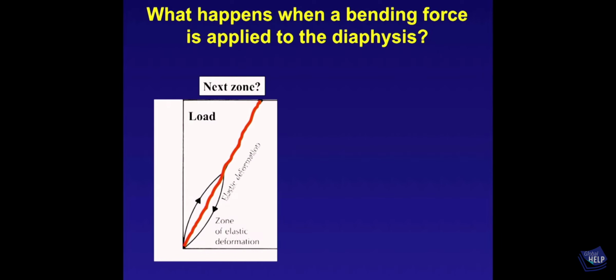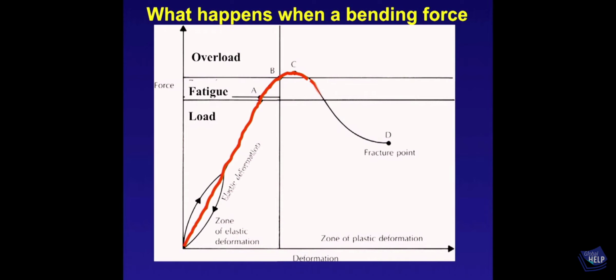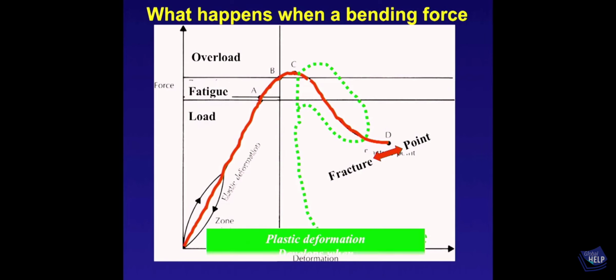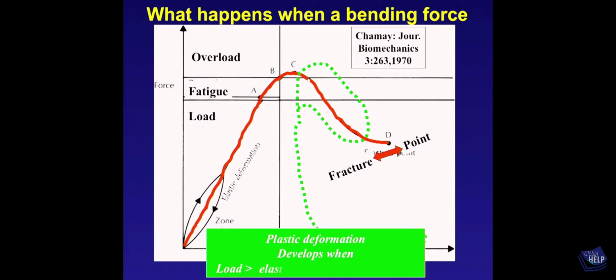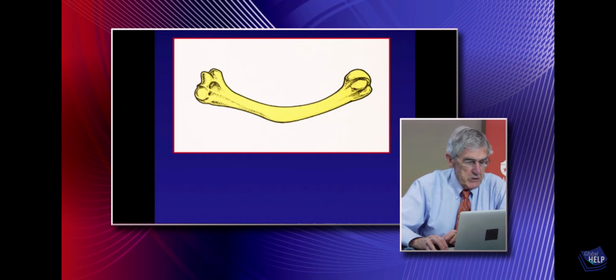So the next zone, you've overloaded it, and then finally it goes out to the point at which it will fracture. You'll completely fail. Now, there is a point in which you actually have a zone of plastic deformation. If the load was greater than the elastic limit, but was not quite at the fracture point, you'll get plastic deformation. And you just see a crooked bone.